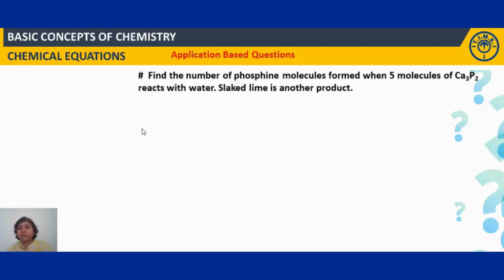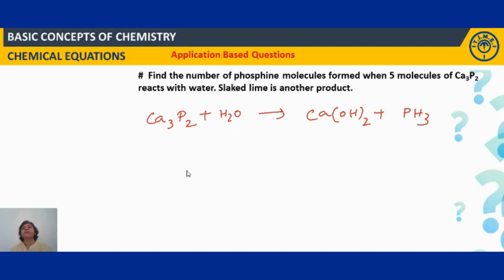So what are the products here? Calcium phosphide Ca3P2 reacts with water to form slaked lime, calcium hydroxide, plus phosphine. Done? Okay. Reaction is ready. Now what you have to do? You have to balance. Look at this. Calcium, 3 atoms are there in the left hand side. Definitely have to write here 3 to make left hand side and right hand side equal calcium atoms.